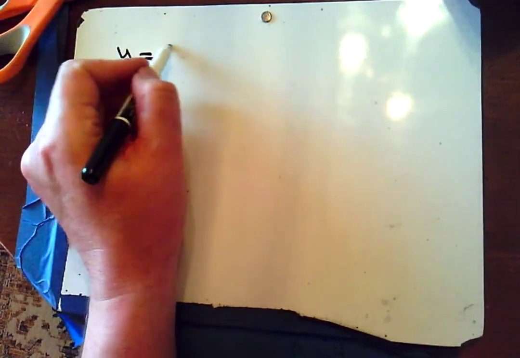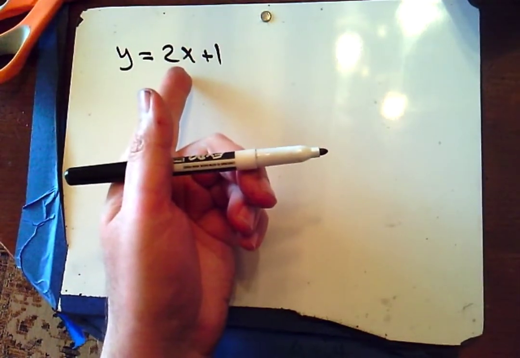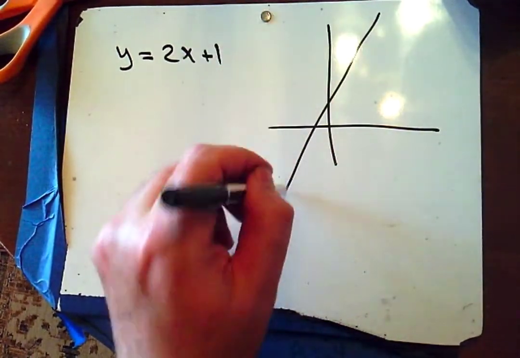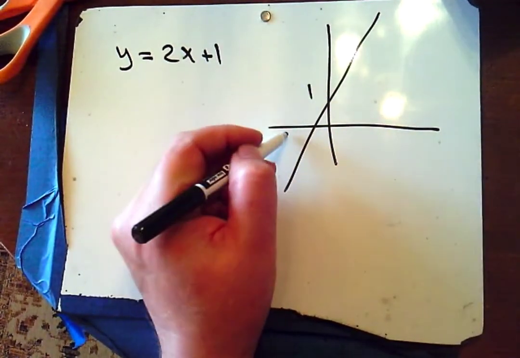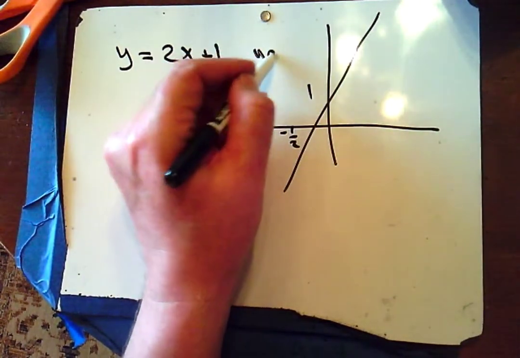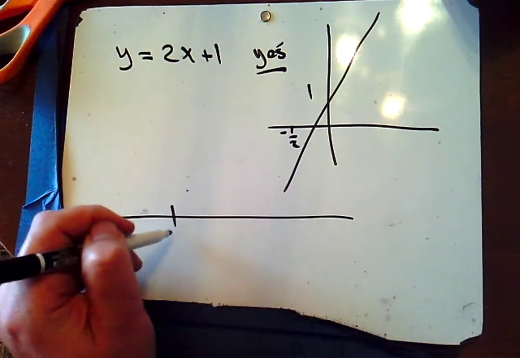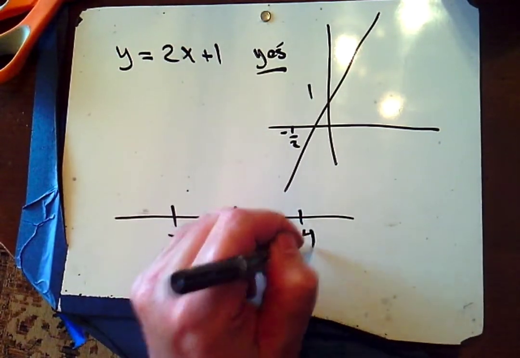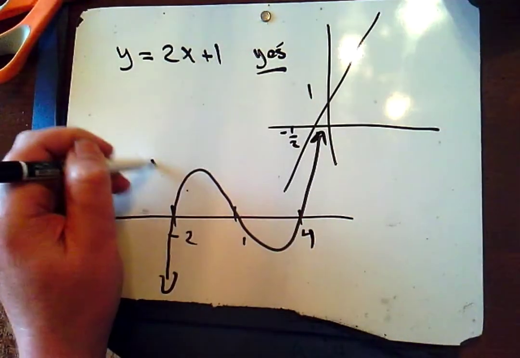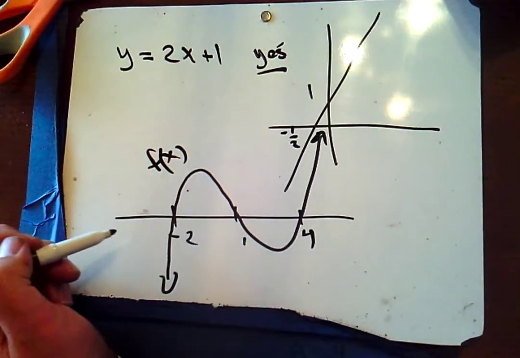algebraically. But my problem with considering algebraically is the first thing I do is I picture this in my head. Oh, 2x plus 1. There's 2x plus 1. Does this line pass the horizontal line test? Yes. So this has an inverse. What about this function? Negative 2, 1, 4. Does this function have an inverse? No, because it fails the horizontal line test.